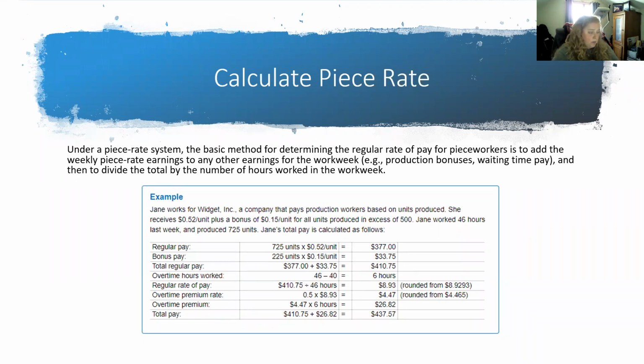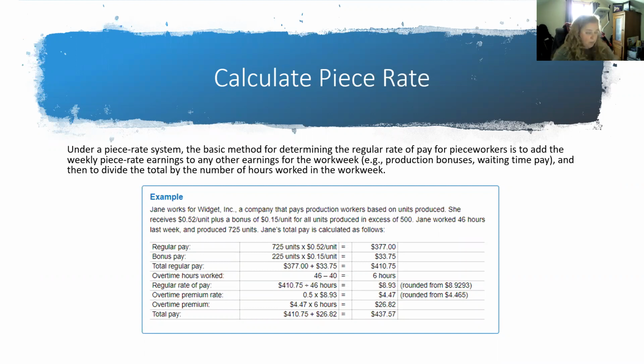I'm going to skip the overtime worked hours line really quickly. To get her regular rate of pay, we're going to take that $410.75, which again includes that bonus. We're going to divide it by the number of hours that she worked in the week, which was 46, to get her regular rate of pay. So her regular rate of pay is $8.93.